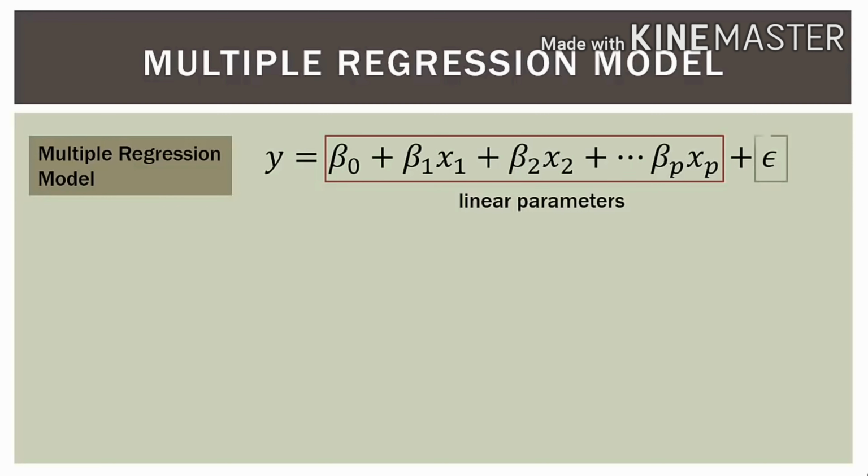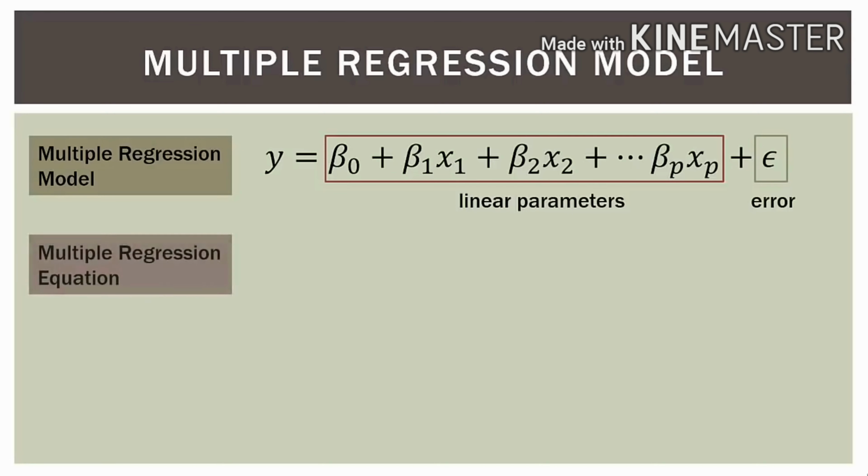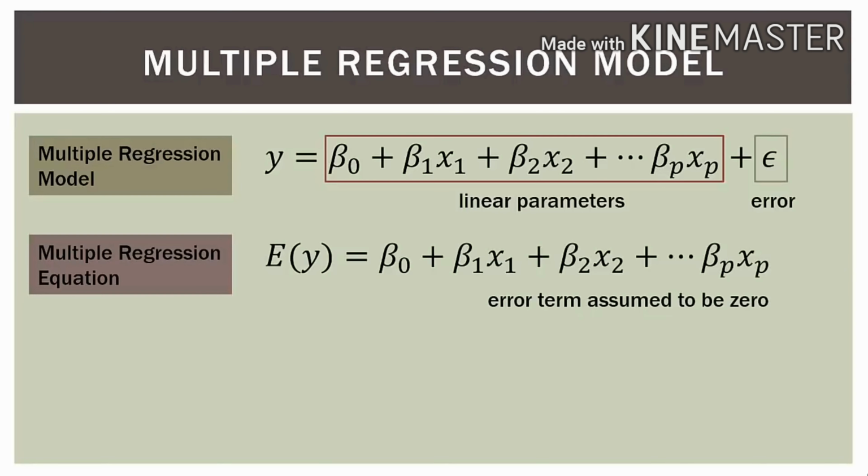Then over here on the right, we have our error term. So we've seen this before in simple linear regression. So we have an intercept plus a set of linear parameters plus an error term. Now for the multiple regression equation, we have the expected value of y equals everything we see up at the top, but there is no error term. Well, why is that? That's because in the multiple regression equation, the error term is assumed to be 0. So 0 is 0, and therefore it's not on the end of that equation.